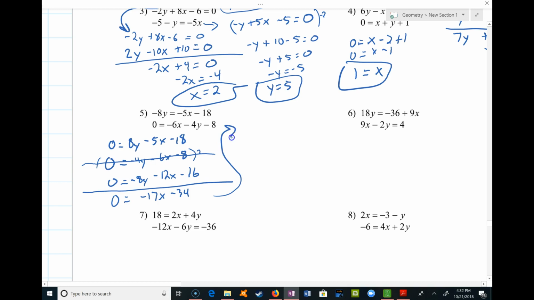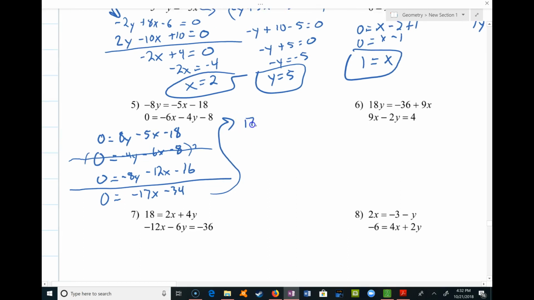So if we bring this up here, let's see, I might as well move the 17 over. That'd be 17x is equal to negative 34. That means x is equal to negative 2. And then I got to plug back into one of these equations, like for example, I can go back to this first one right here. That would be negative 8y is equal to 10 minus 18, which means negative 8y is equal to negative 8. So y is equal to 1.